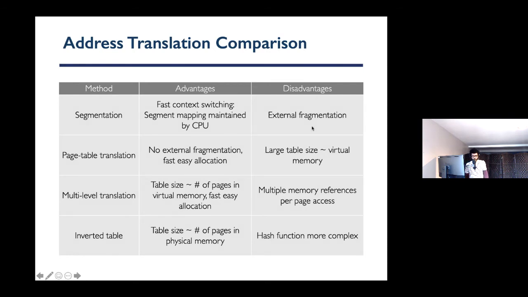Now, the disadvantage of each one of them: with segmentation, you have external fragmentation. With page table, if you have large page table sizes, and if you want to fix that and have larger pages, then you would have internal fragmentation. With multi-level page table, the most daunting disadvantage is having to go through memory multiple times for each translation. And for inverted page table, it's the complexity of the hash and also poor cache reuse.